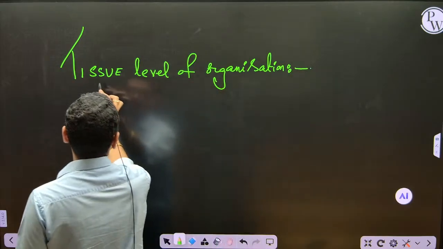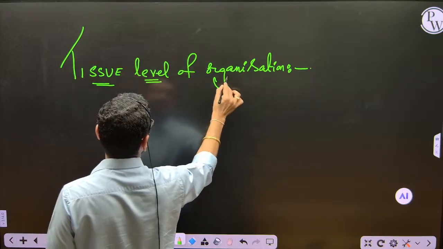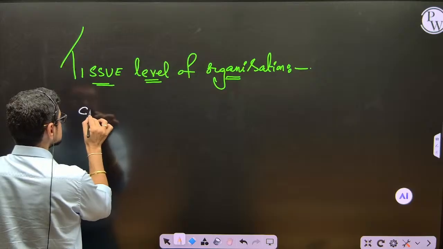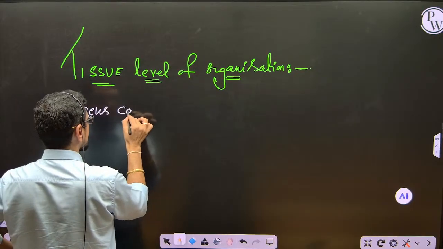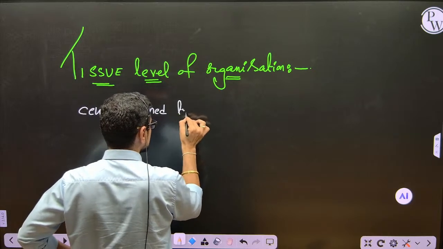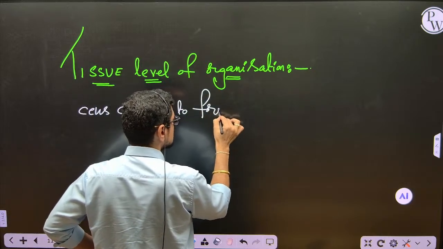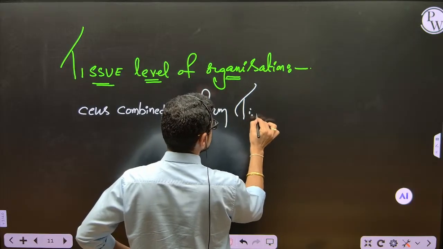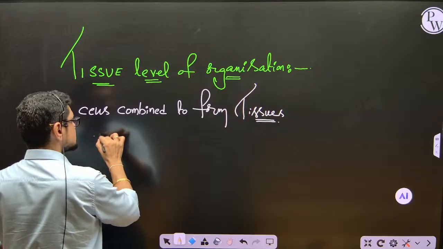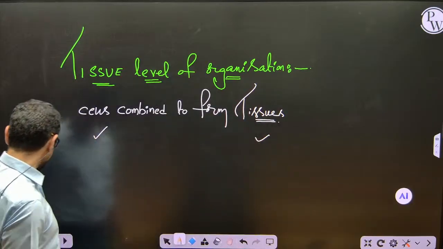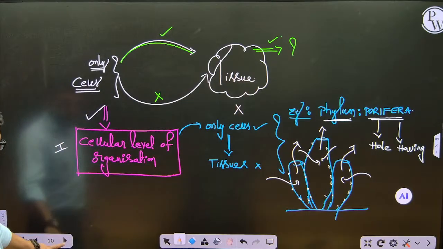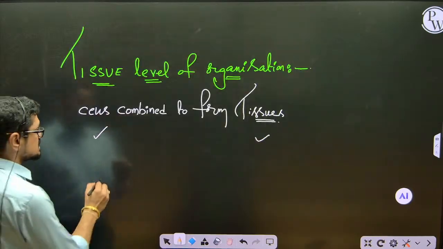So in tissue level of organization, what we have to discuss here is that cells combine to form tissues. Here cells are present, tissues are also present. Previously only cells were present and tissues were absent, but now here cells are present and tissues are also present.